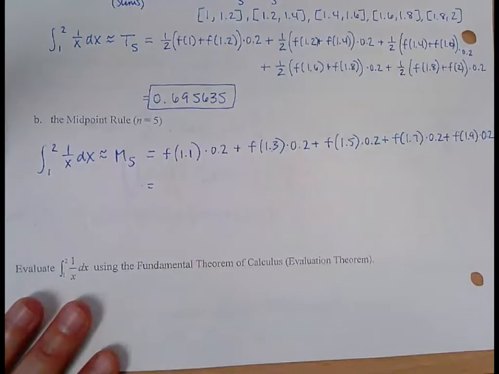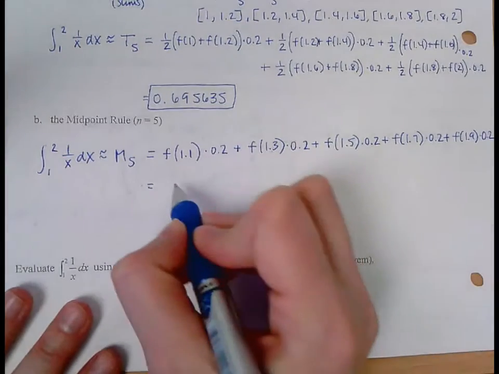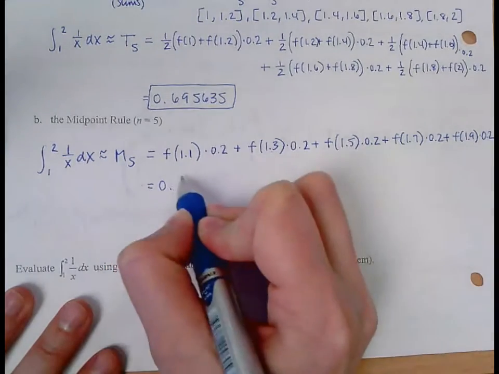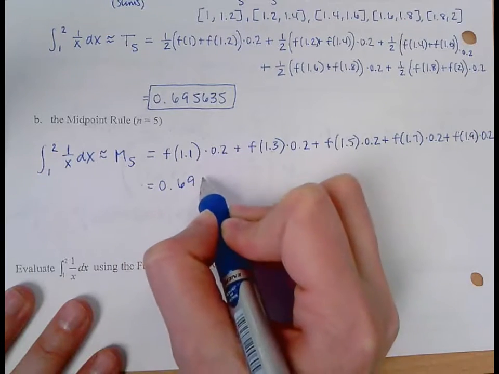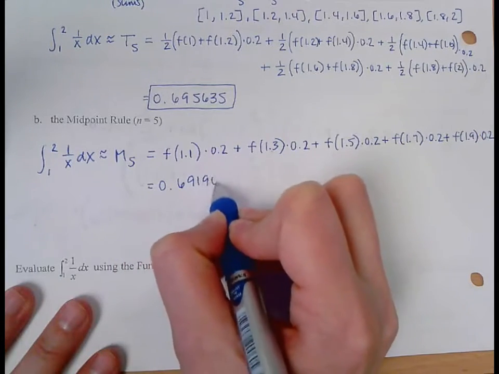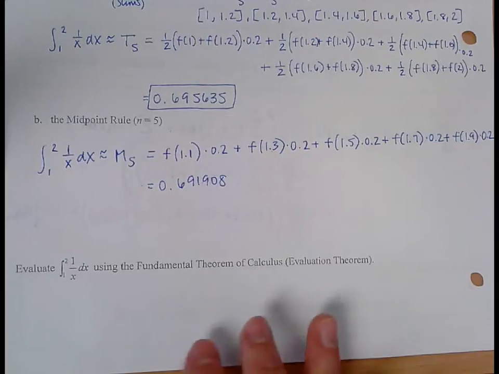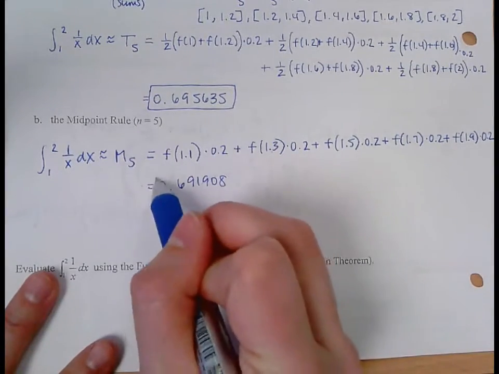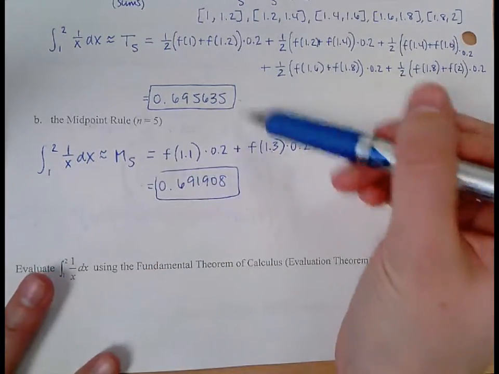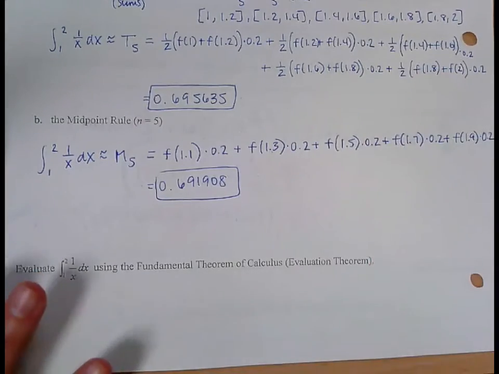I have the value so that we can make some comparisons I want to get to. So this is 0.691908. Okay, so these are pretty close to one another.